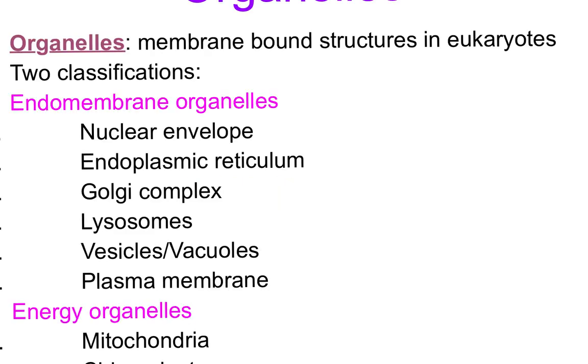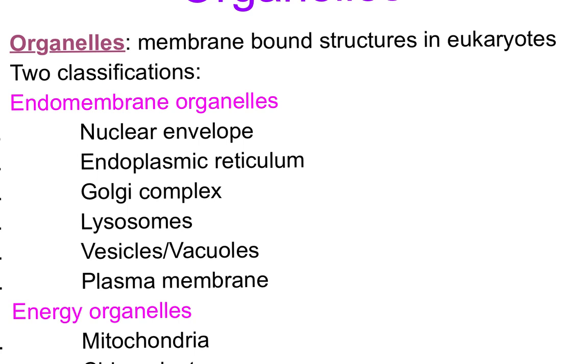Let's talk about an organelle. Organelles come in two major varieties. They are membrane-bound structures in eukaryotic cells, but they can be considered endomembrane organelles or what we call energy organelles. The energy organelles have that very old endosymbiotic relationship by mitochondria and chloroplast.